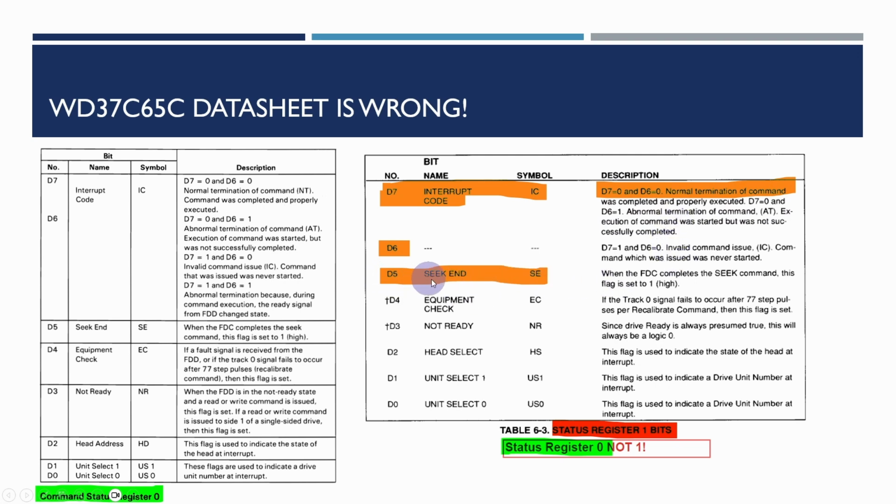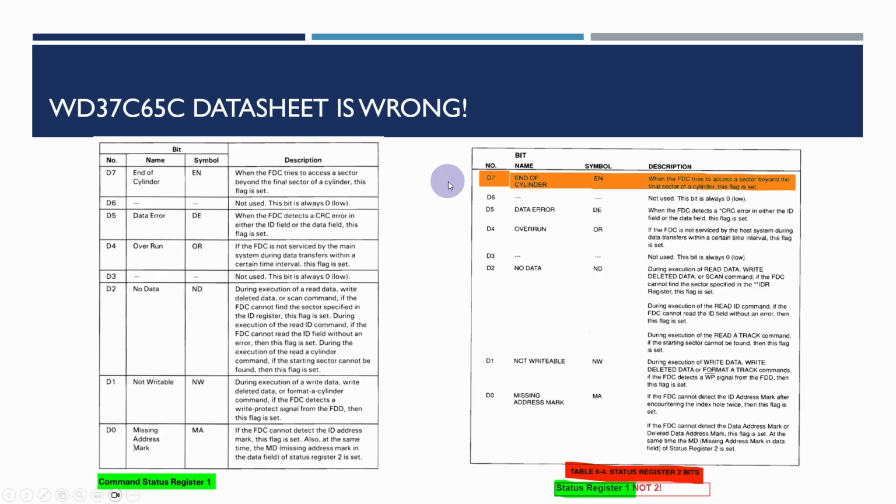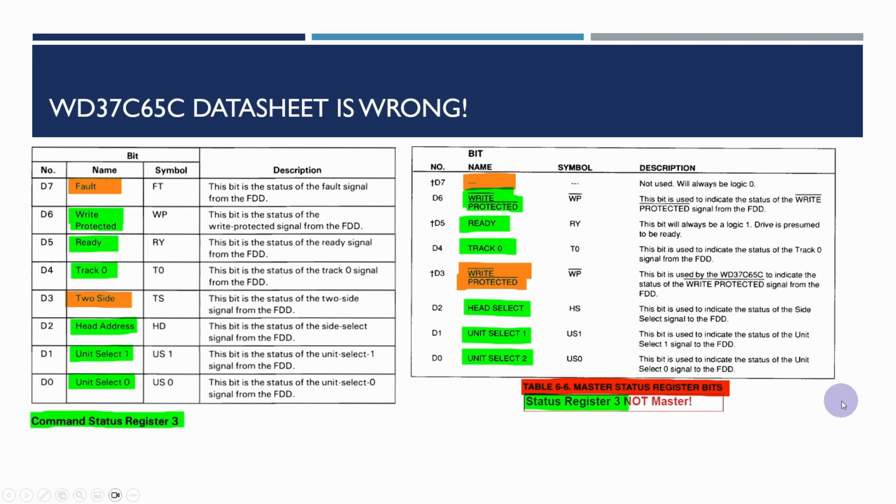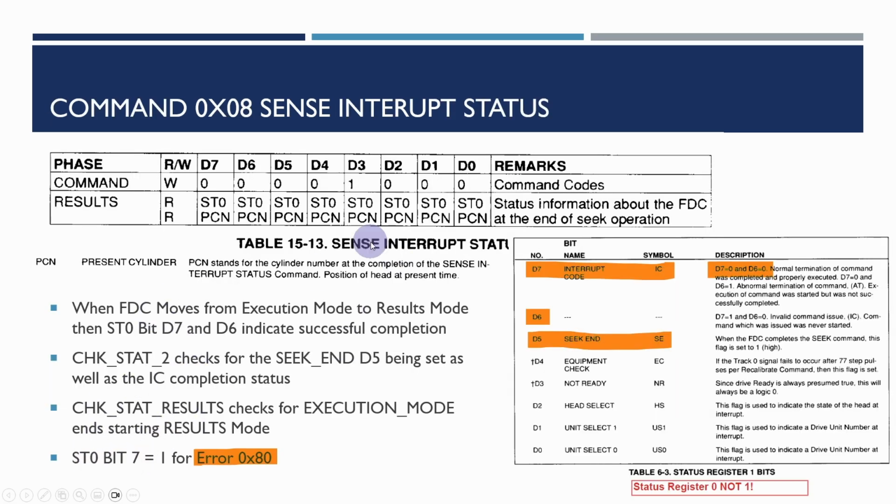A number of commands return seek end high when the seeking has completed. There's another one here, end of cylinder, and we'll come to this in a minute when we talk about how we tell the floppy disk controller that we've got enough data. We don't have to worry about these other status registers. So I just highlighted here that there are a few things on this.